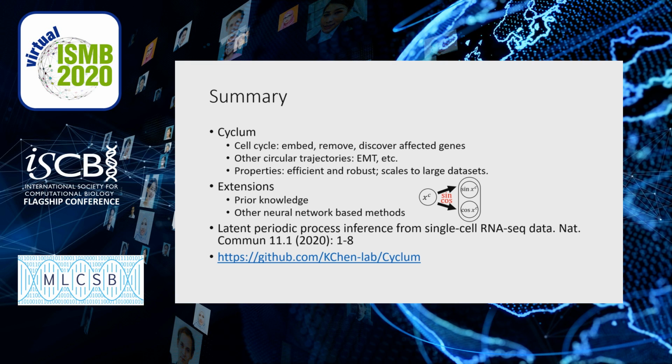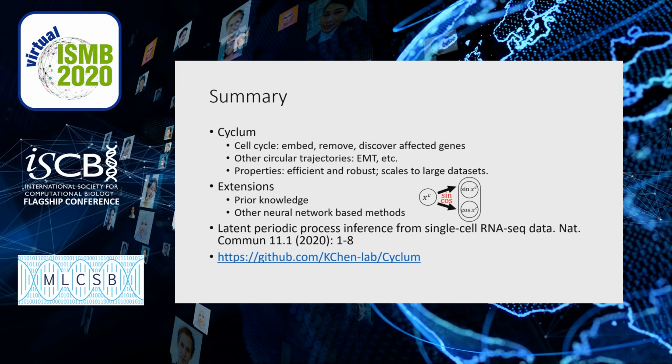To sum up, cyclone can be used to reliably embed the cell cycle, remove it from the profile, or discover the genes whose periodicities change significantly. Cyclone can also be used to analyze other circular trajectories like EMT and MET. Cyclone is efficient and robust. It also scales better to larger datasets.